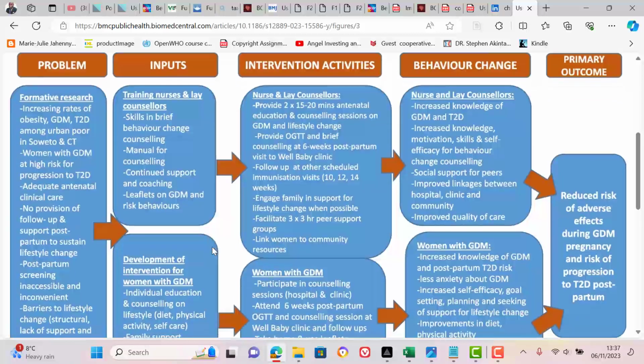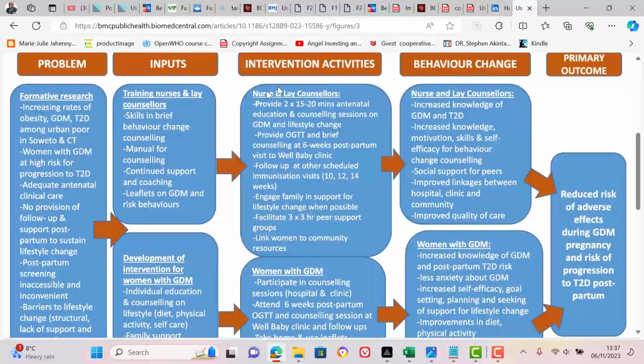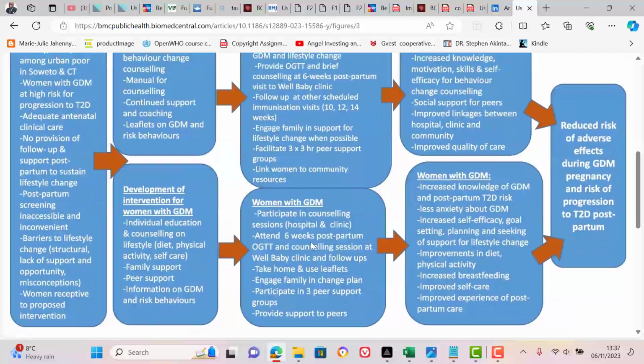And then these are the activities. So under training, these are what the author and his team did. Okay, and then you have to develop an intervention. The intervention that they developed was counseling sessions in the hospital and the clinic. Okay, majorly, and then provided them with leaflets, and then with three peer support groups.